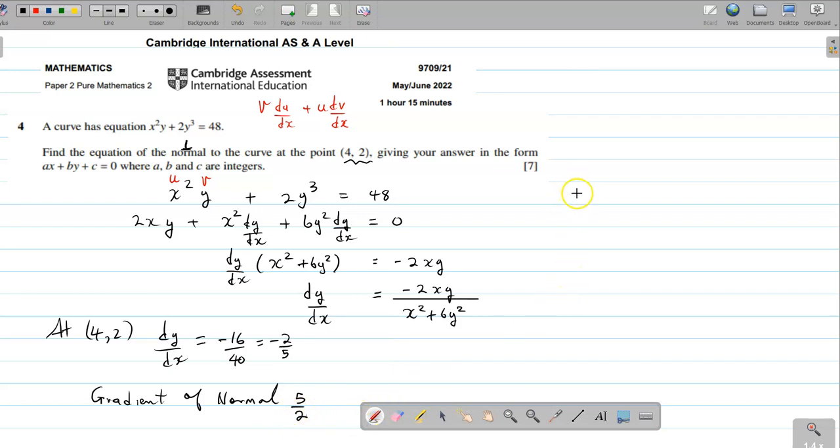So we can write now the equation, the linear equation, which is ax plus by plus c equals 0. So the general equation is y minus y1 is equal to m, which is the gradient, into x minus x1. And all we need to do is to substitute the value of x and y here, which is 4 and 2. So we're going to have y minus y1, which is 2, into the gradient, which is 5 over 2, into x minus x1, the x1 is 4.